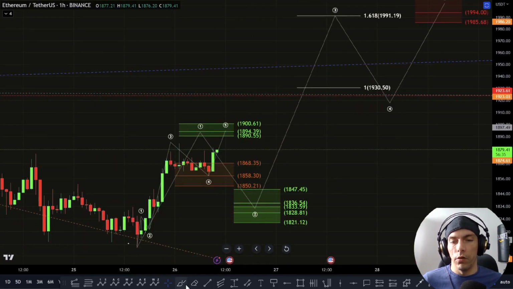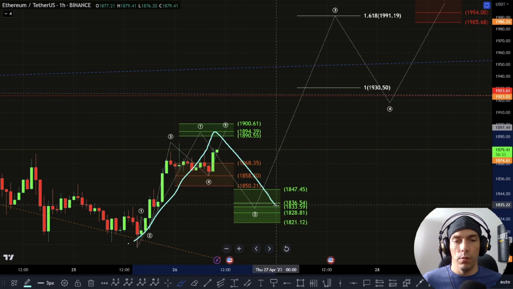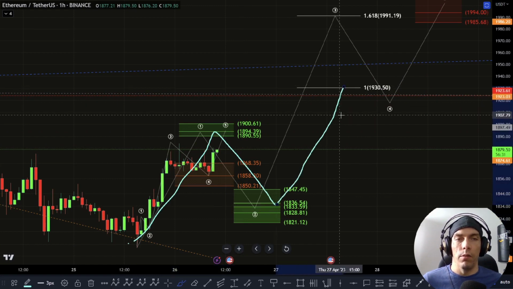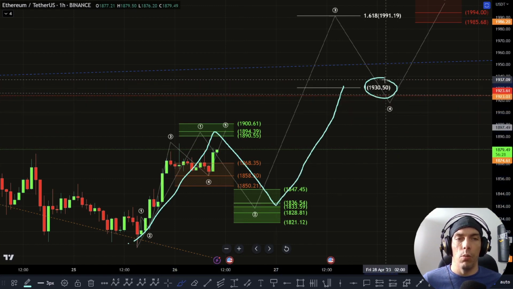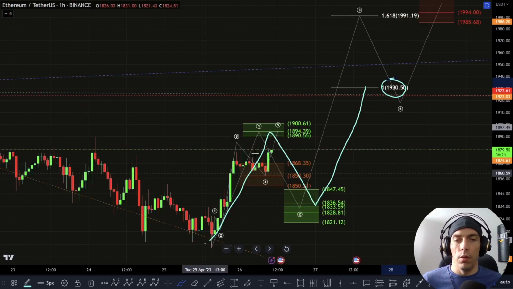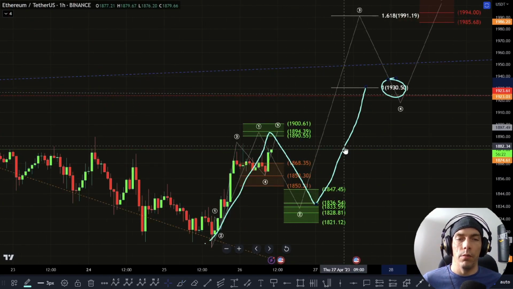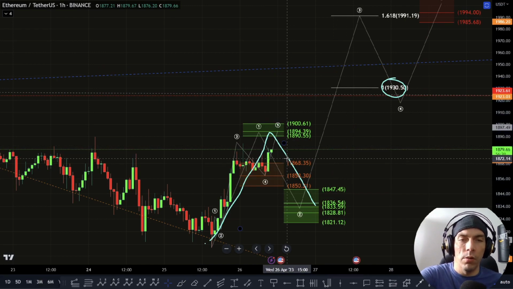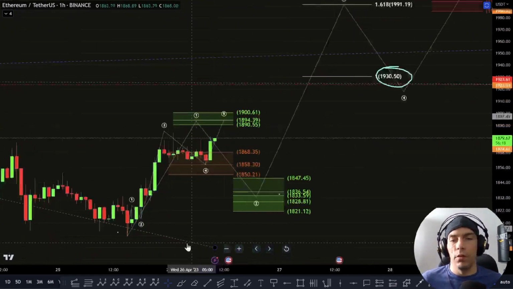Alternatively, this could also just become an A wave, this could become a B wave, and we get a C wave, in which case our target would be this 1-to-1 area at this 1930. This would be the 1-to-1 of this move to the upside if we do get a retracement down here. So we always have to be careful of the potential of extensions.